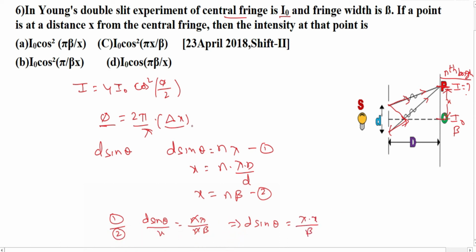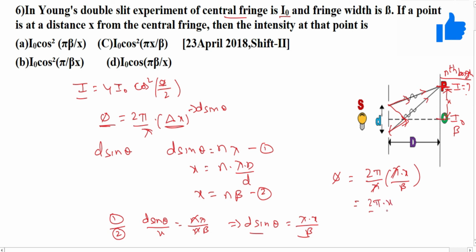Now this is the formula for intensity, and this is phi, where phi can be written as 2 pi by lambda into delta x, and this delta x is d sine theta. Now what will happen? This phi becomes, phi is equal to 2 pi by lambda into d sine theta, where d sine theta can be written as lambda into x by beta. This lambda will get cancelled. Then that is equal to 2 pi into x by beta.